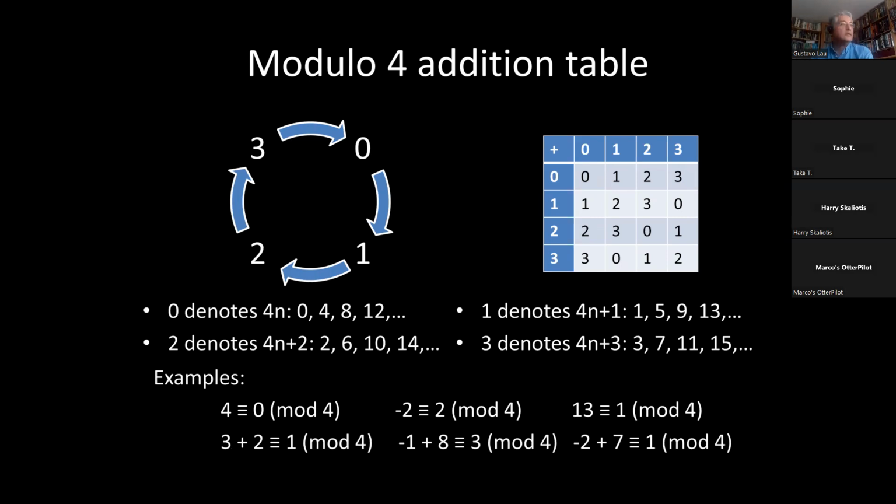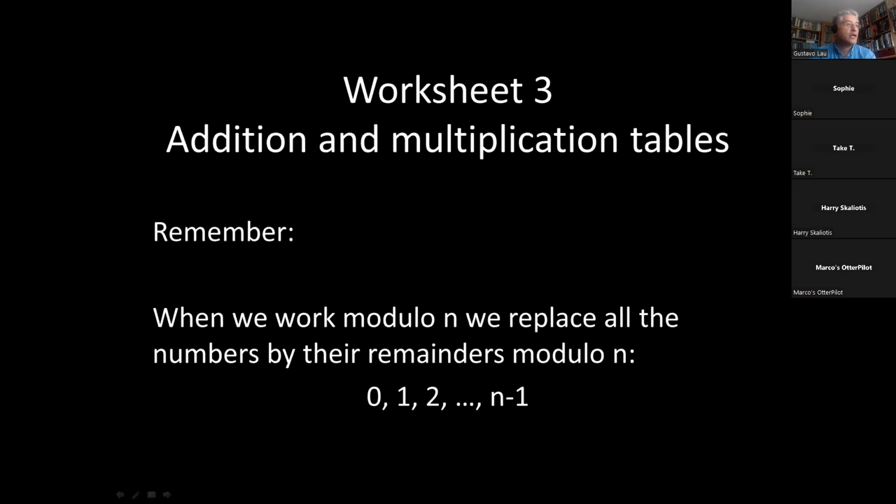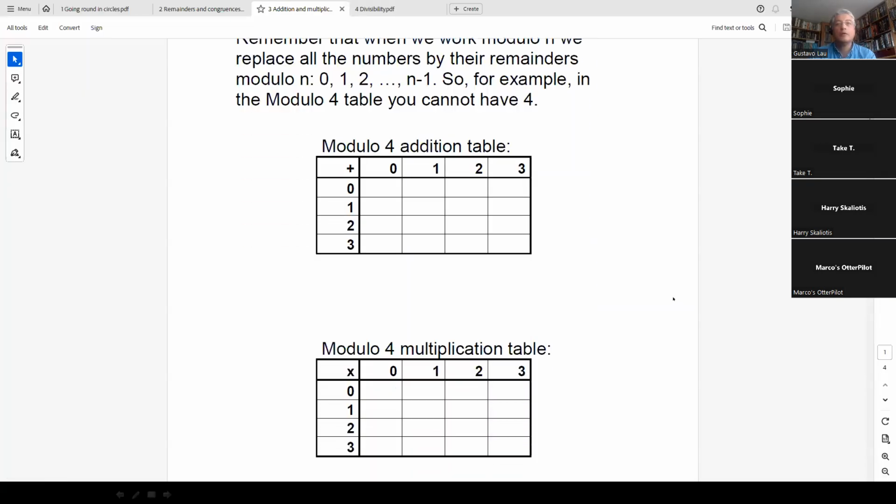Okay, and I realize I don't have the multiplication table. Could you practice, on your own, the multiplication table? Okay, I'm going to stop here. Could you try the multiplication table modulo 4?